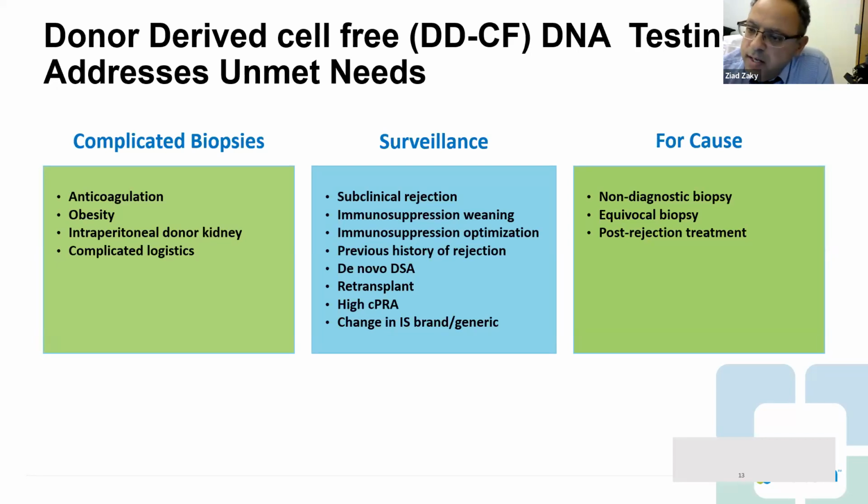There is a need for surveillance biopsies to detect subclinical rejection, for immunosuppression management, and for patients with high CPRA. And at the same time, we have biopsies where we get a report that it's equivocal, maybe, maybe not, there's a rejection. And there is also a need to re-biopsy patients after treatment for rejection. So this is where donor-derived cell-free DNA came into light, and a lot of studies have been involved.